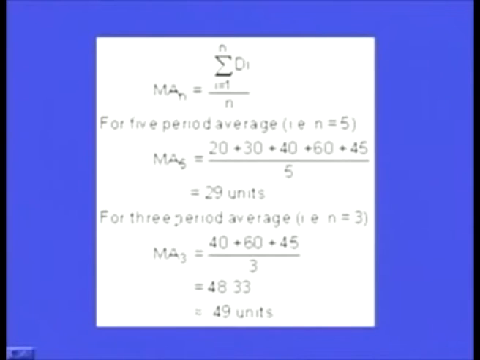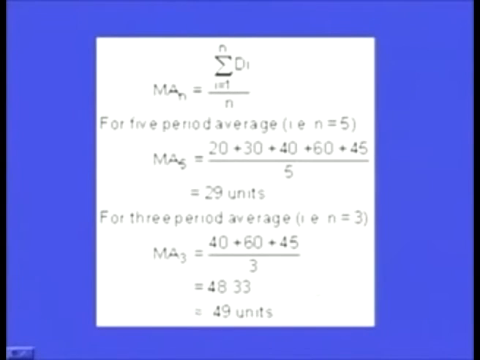But if we use a 3 period moving average method, so for 3 period moving average, our n becomes 3 and the data is considered only the last 3 months data. So, the moving average, by keeping the period 3, we are able to find out the data as 40 plus 60 plus 45 divided by 3.